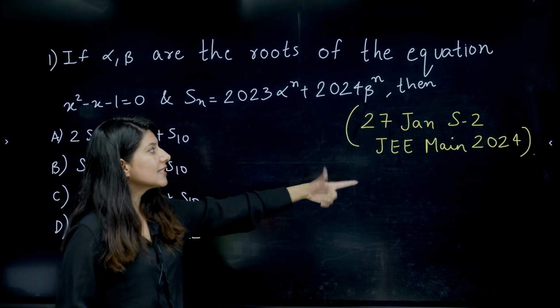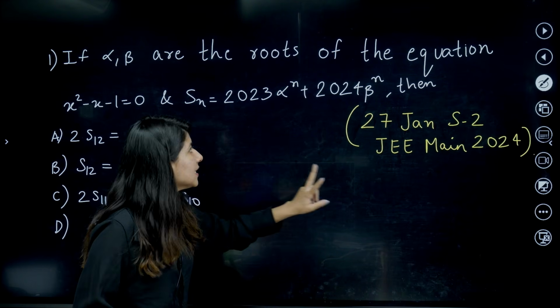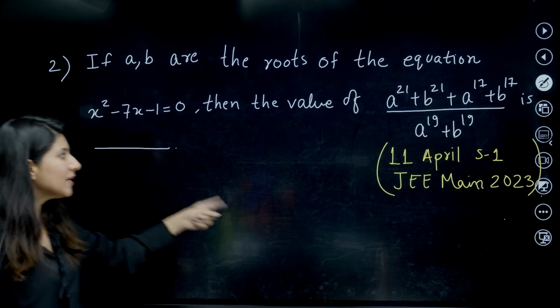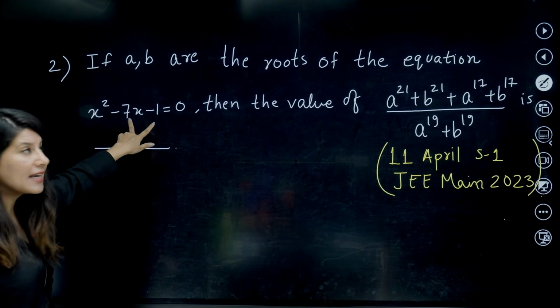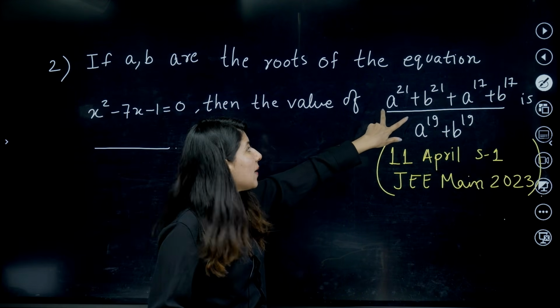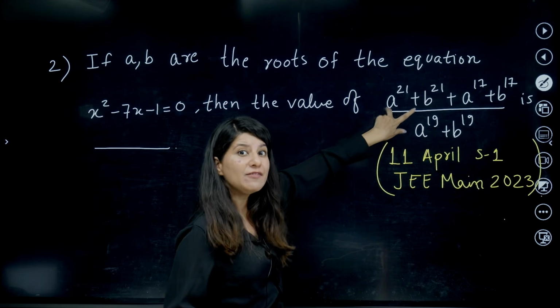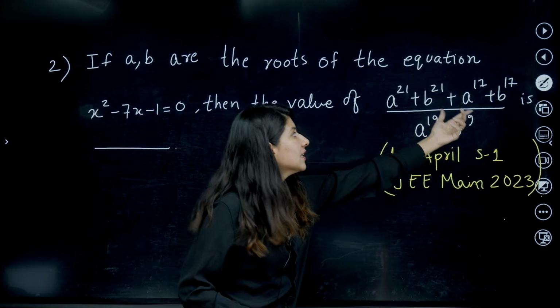This question was asked in JEE Main 2024, and if you observe, a similar question was asked in JEE Main 2023, wherein they are giving a quadratic equation whose roots are a and b, and can you see again the powers of the roots, the similar power, a raised to power 21 plus b raised to power 21, right?